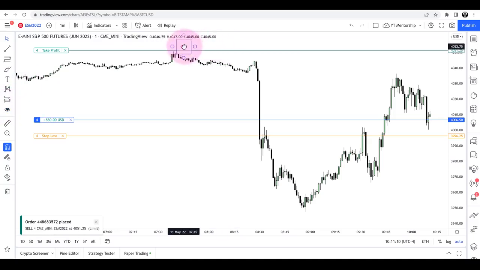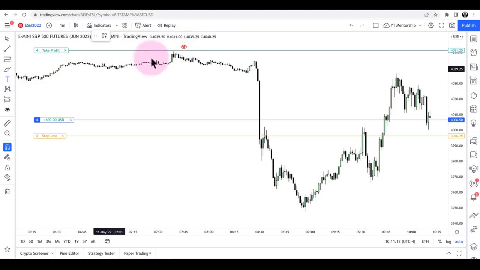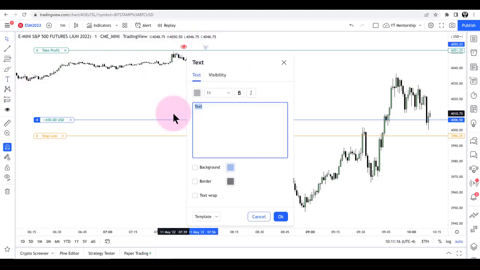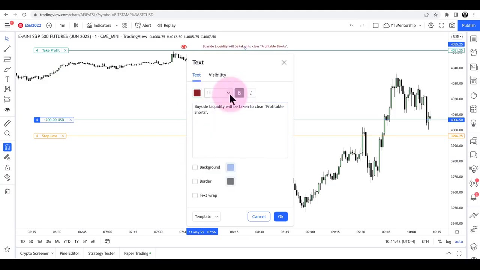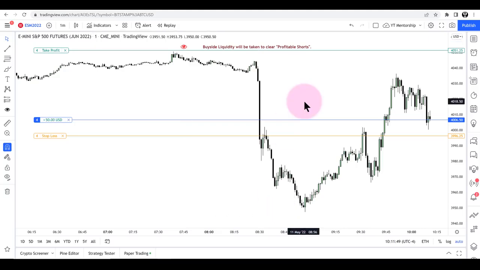So my draw on liquidity is here, noting the buy side liquidity will take in clear profitable shorts. All right, so this is kind of like the idea, the draw on liquidity. Now, it doesn't need the trade here to be profitable. That's just my best case scenario.